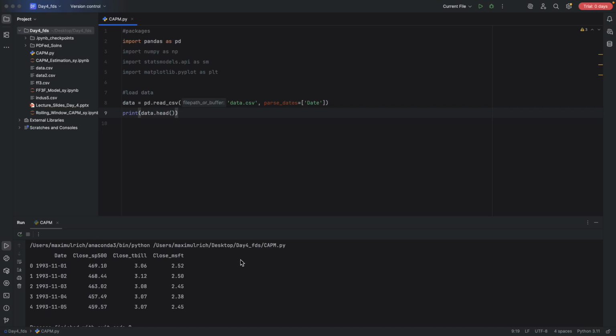You see also the naming of the columns is pretty meaningful already, right? Because I don't have a documentation for the file, but the column names help me to document, because I see close SP500, and then I look at the magnitudes 469.1, 468, so these are not percentage terms, yeah? So it must be the close price of the S&P 500 at a specific day. Okay, so that would be in dollar units.